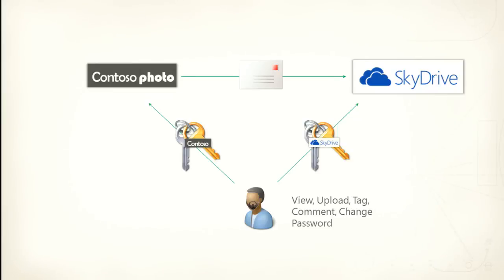And this note is signed by me. It's got me in that note. So SkyDrive knows that Rob said, this is for Contoso Photo. And I put the beard on there too, so it's legitimate. And this note says exactly what Contoso Photo is allowed to do to my SkyDrive. Just view photos. It can't do any of the other things that Rob's allowed to do.